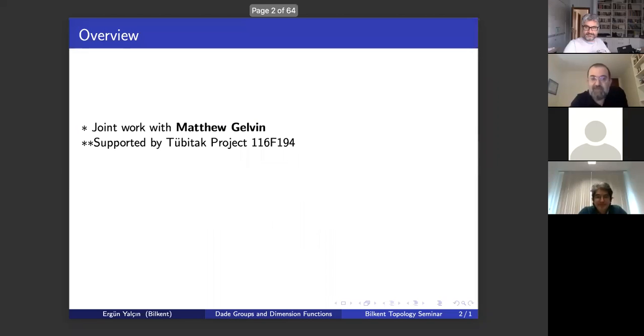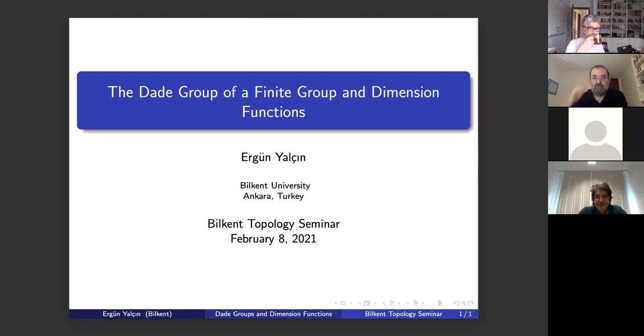I'm going to tell it in a minute, but this is joint work with Matthew Gelvin, and this is about Dade groups of finite groups. But at the same time, it's about more G-spaces. So it's topological, actually. A lot of our main proof is very topological, although we have to deal with a lot of algebra at the beginning about Dade groups and KG modules and modular representation theory and so on.